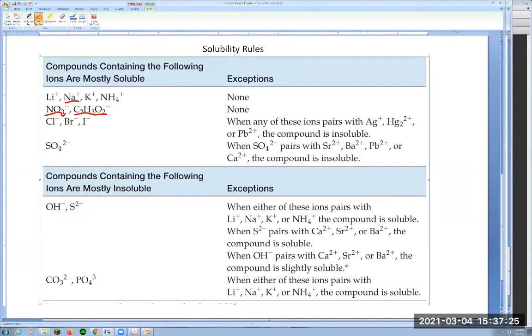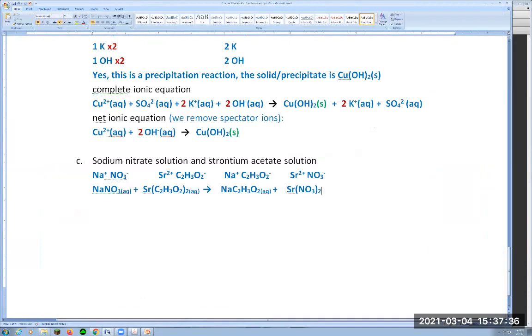Again, among the sodium and the acetate, there is no exception, it makes a soluble compound. So that means strontium with the nitrate will also be an aqueous solution, and the ions will be free floating in the water.